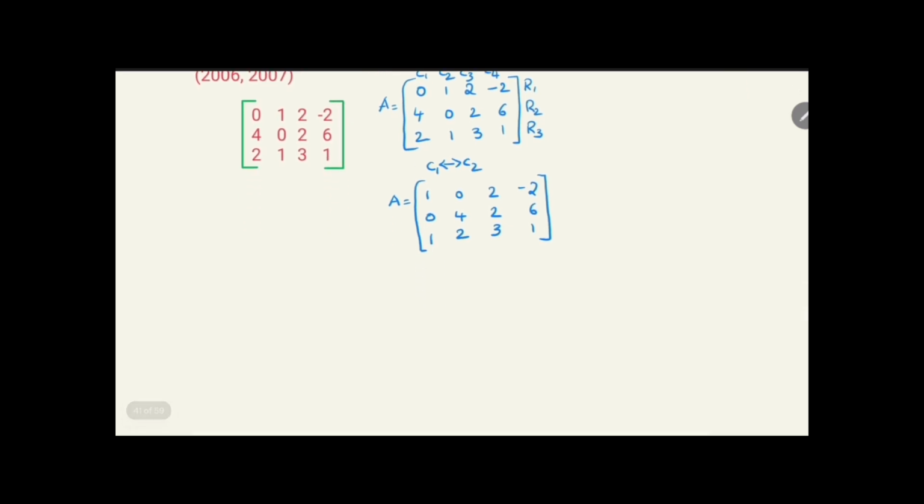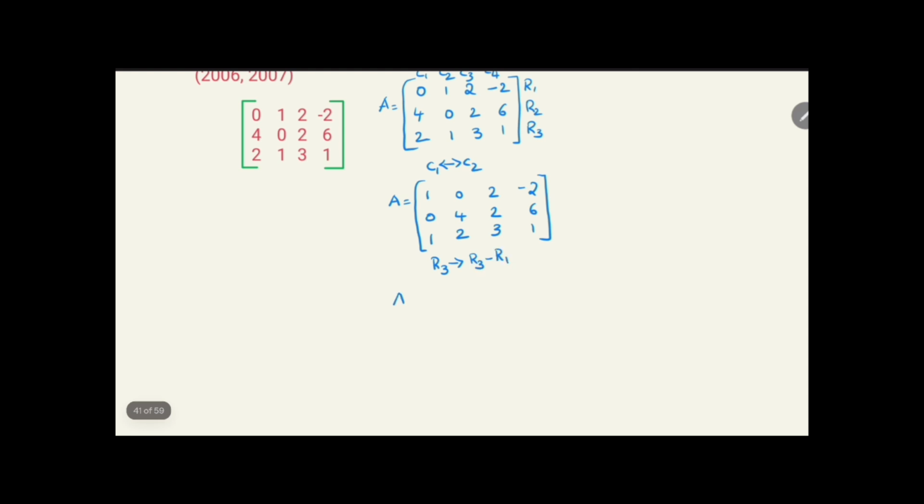Now immediately, what is the second step? I should make these two elements 0. Okay, already this element is 0, so no need to perform any operation for this element. We have to check for this element. So if I subtract R1 from R3, I can make this element 0. Okay, so what is the operation here? R3 implies R3 minus R1.